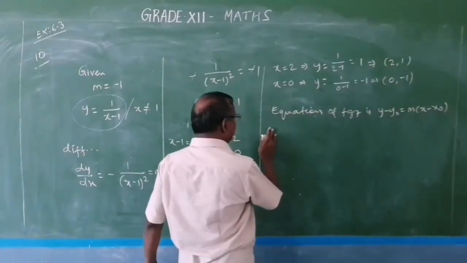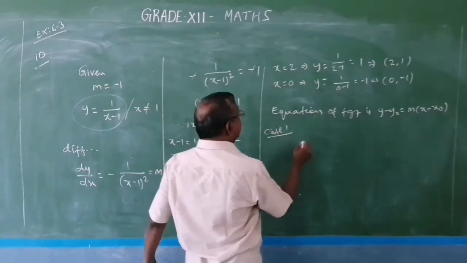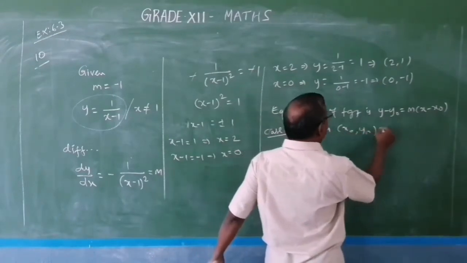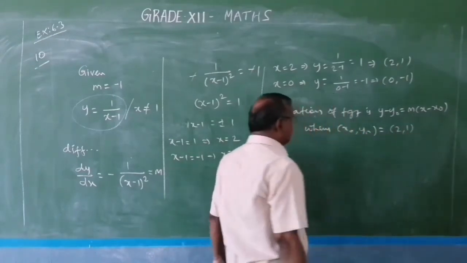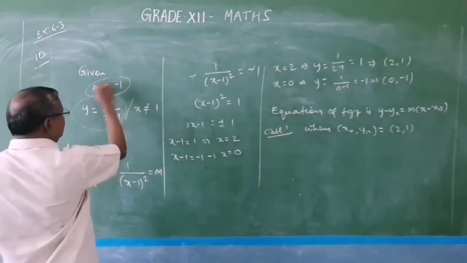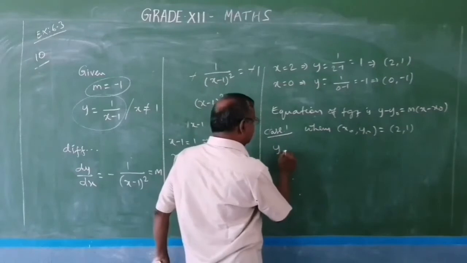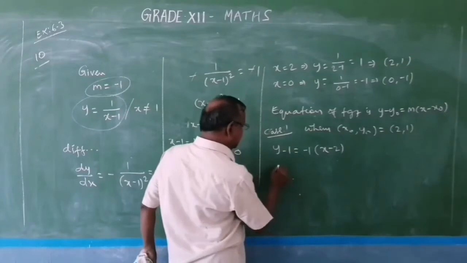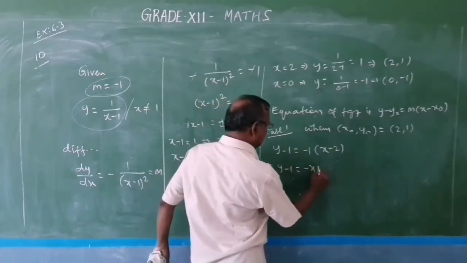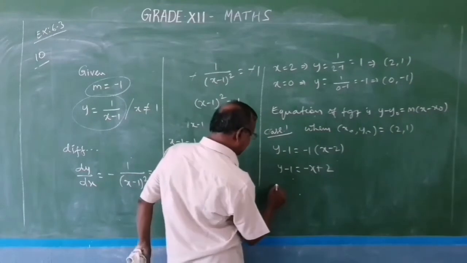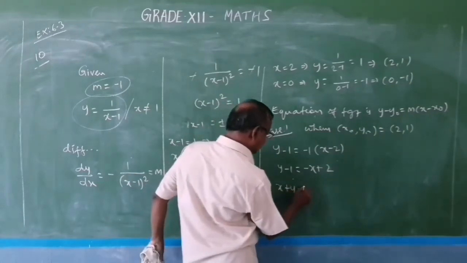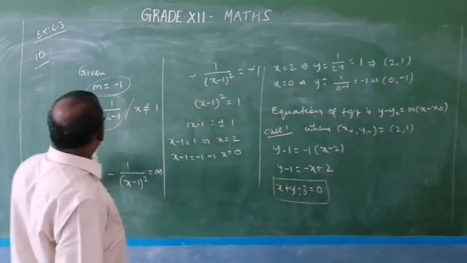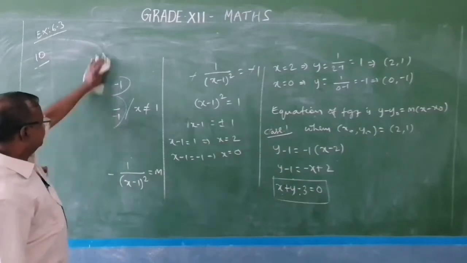Taking first point, case 1, in this when x naught comma y naught equal to 2 comma 1 and the slope is already given, that is m equal to minus 1. Now, y minus 1 equal to minus 1 into x minus 2. In this case, y minus 1 equal to minus x plus 2. Now, bringing all this here, x plus y minus 3 equal to 0. This is one of such equation of tangent. Now, next let us substitute another point.